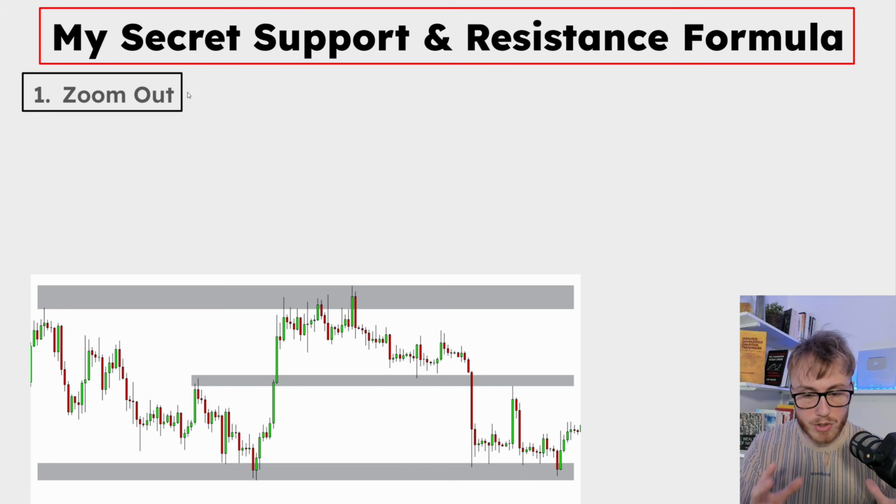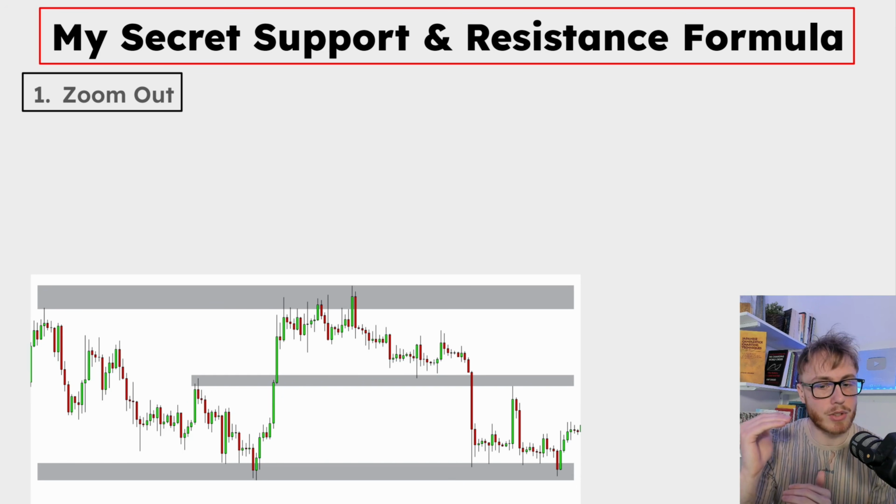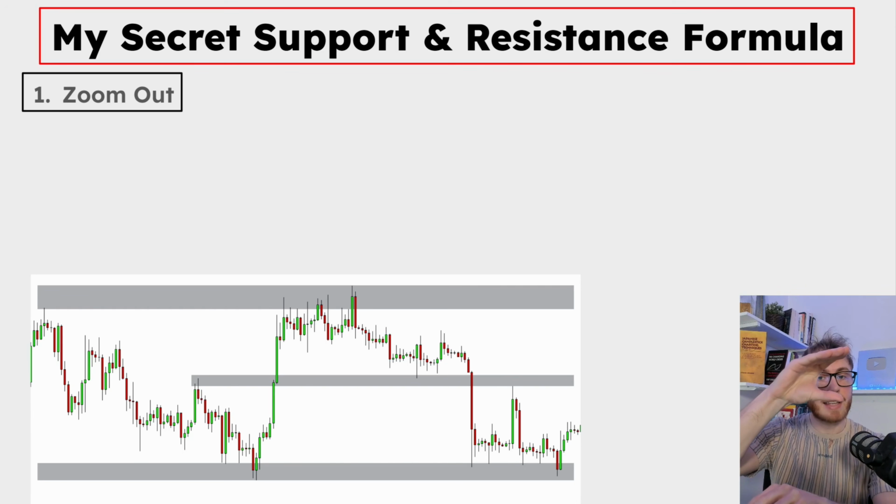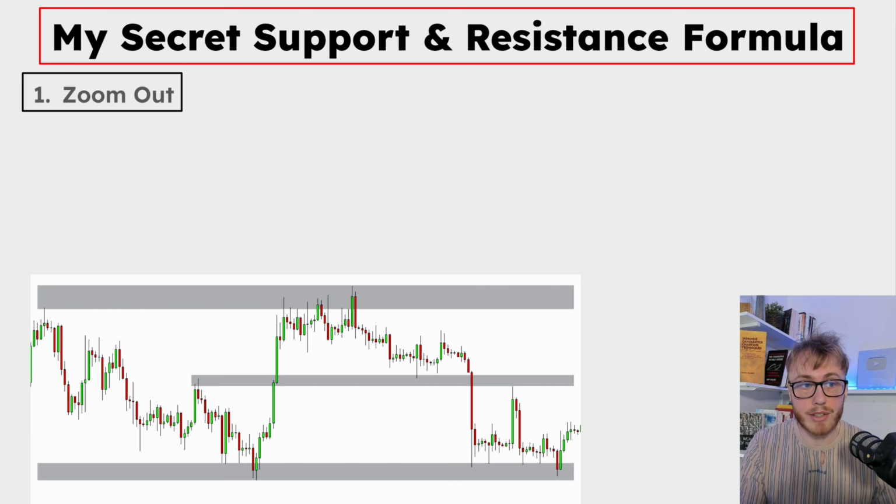When you are trading and you're getting too close to the chart, it can be super easy to try to overanalyze everything. If you really try to, you can find levels that look like potential support and resistance pretty much everywhere. So that is why the first step in my formula to draw support and resistance is to zoom out, take one step back from the chart and try to identify the levels that are super clear on the chart and that pretty much all traders can see.